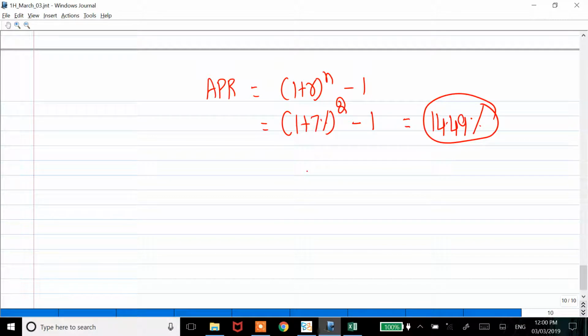(1 plus r) the whole power n minus 1. 14% is for a year, 7% is for 6 months. In the practical world, whenever you are going for a loan, the bank will say the rate of interest is 10% per annum. When you go for an FD, they will say 7% compounded quarterly, and they will say the effective rate is 7.8.